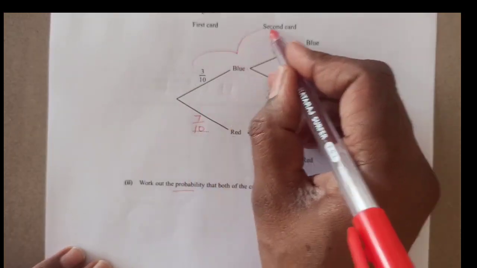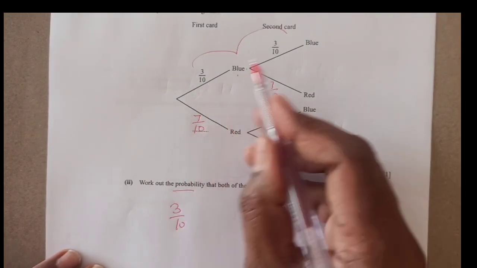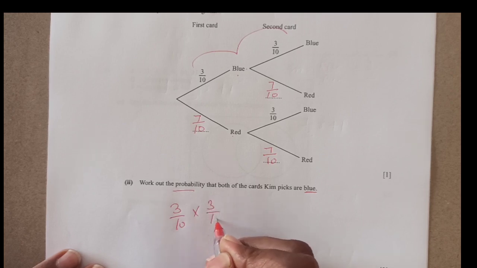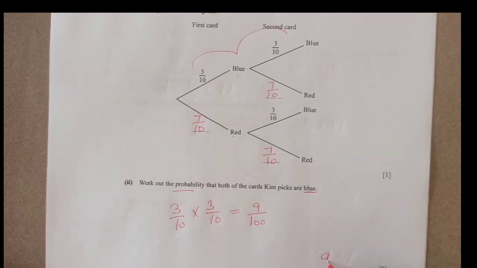So blue is here and this one. So the probability of first blue is 3/10, second blue is 3/10. So this is 9/100.